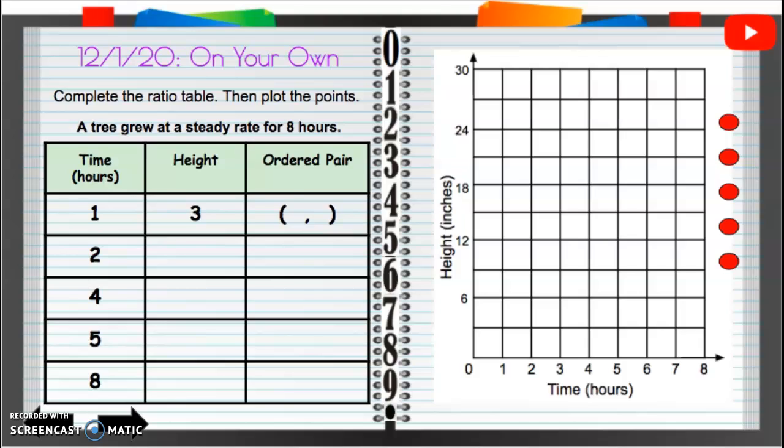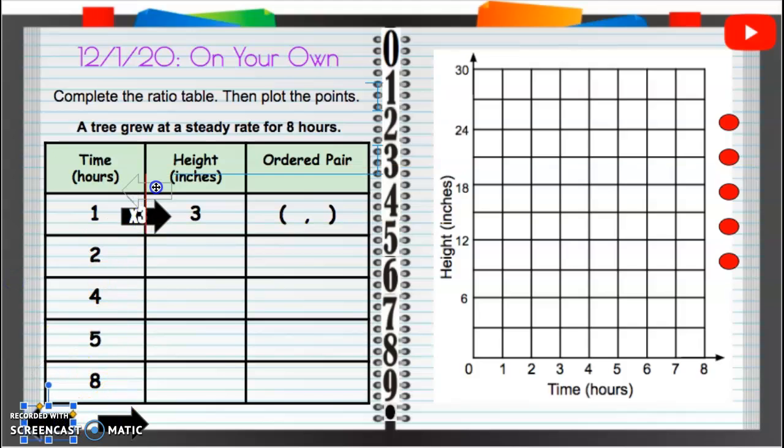All right, so a tree was growing at a steady rate for 8 hours. So 1 hour, 2 hours, 4 hours, 5 hours, 8 hours. Now, the height it grew in 1 hour was 3. And this is in inches. My bad. Inches. So 3 inches here. And how do we get from 1 to 3? Oh yeah, multiply by 3.